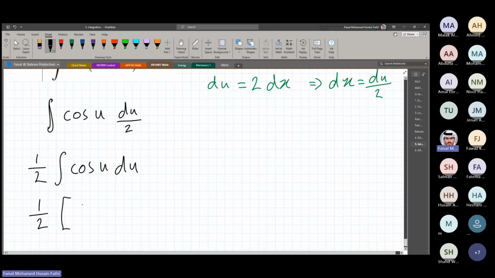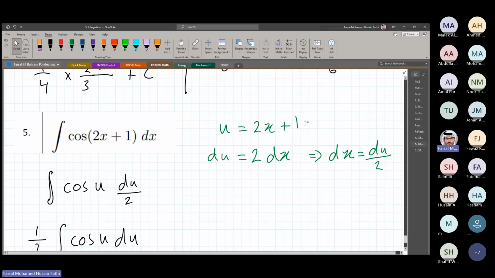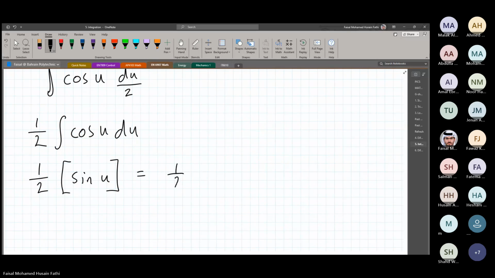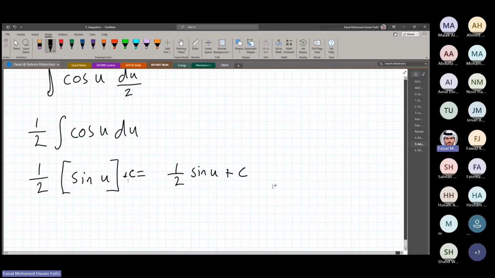cosine u. What's the integral of cosine u? Yes, we are differentiating u to find du. Exactly. That's all we are doing. We are finding the differentiation of this. We are doing du by dx of u, which is the differentiation. So cosine of u becomes sine of u under the integration. So in other words, this is equal to half sine u plus c, of course, plus c.